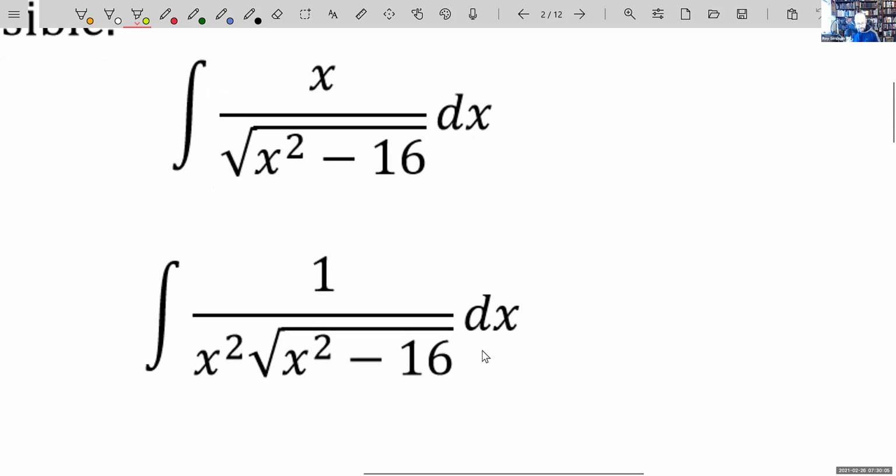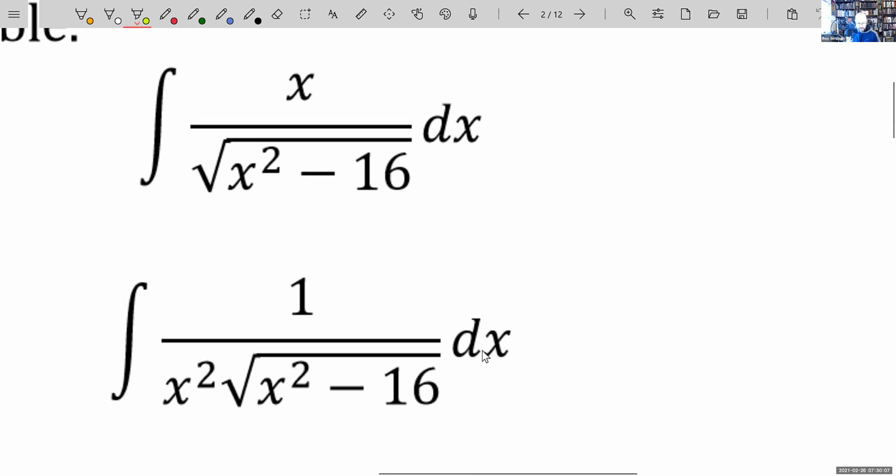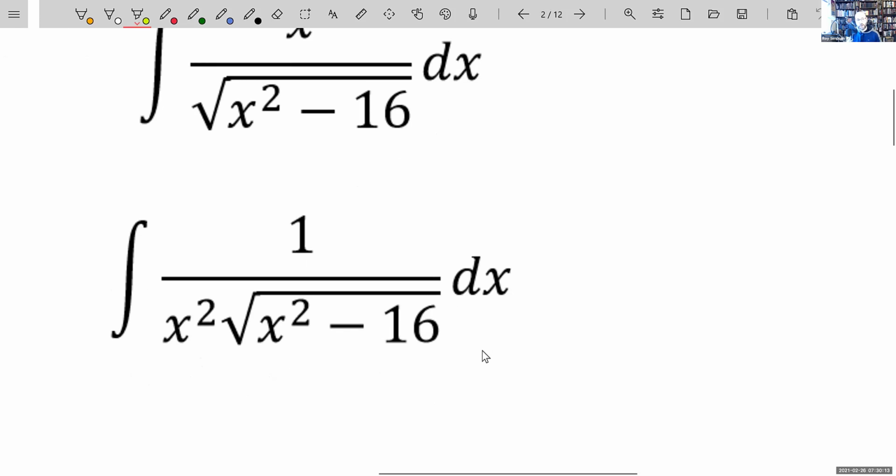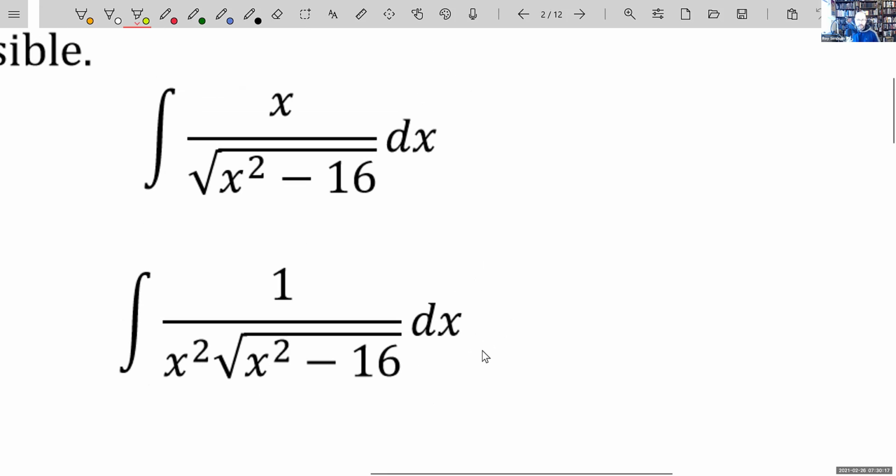Notice they're very similar to each other. The top one is just x over the square root of x squared minus 16. The bottom one is 1 over x squared times the square root of x squared minus 16. I hope you can realize there is a very simple way to tackle the top one. You should always think simply first. So what is probably the best thing to do with that first integral?